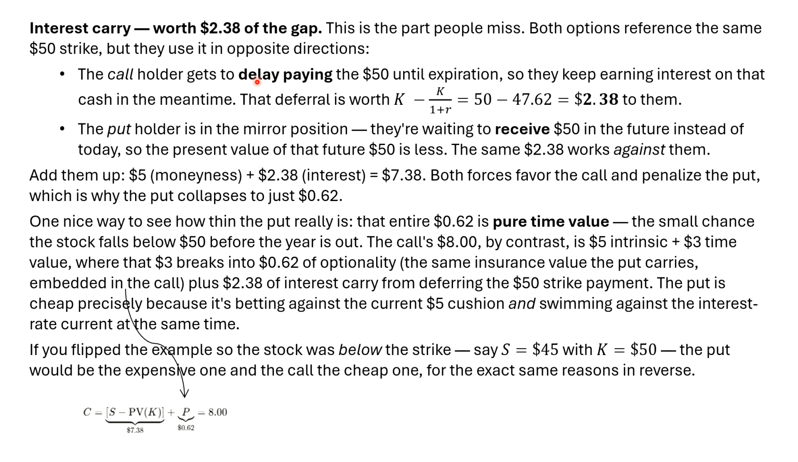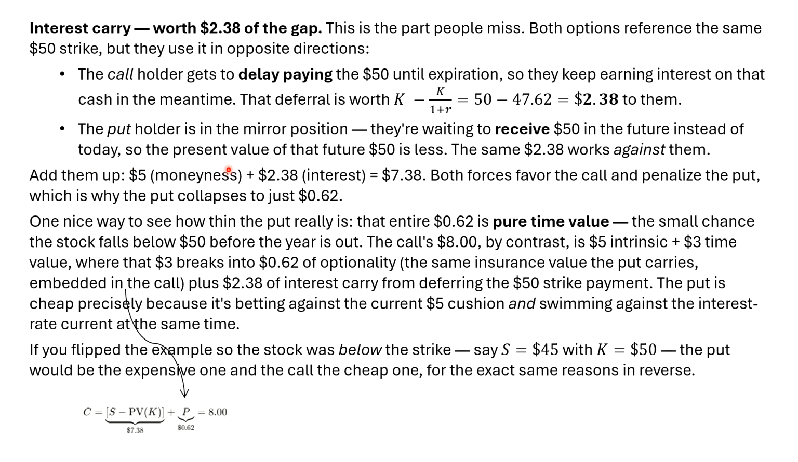The other aspect is the interest carry. That explains the other $2.38. The call holder gets to delay paying $50 until expiration, so they keep earning interest on that cash in the meantime. That deferral is worth K minus the present value of K, and that comes to exactly $2.38.